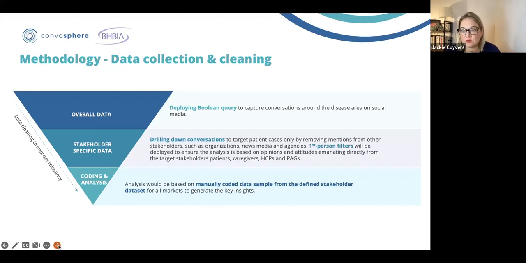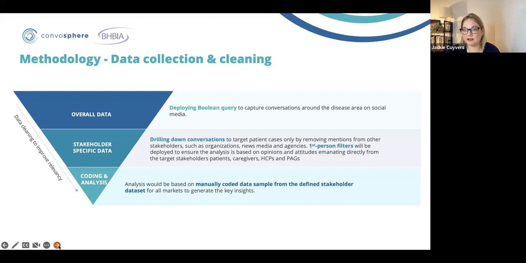And then we start to drill down. The next level is that we drill down looking for first-person conversations. That filters out press releases, news, or conversations that aren't relevant to the patient experience. When we say first person, we're looking at conversations, posts, or comments that include things like my diagnosis, my child's diagnosis or treatment, or my medicine, or my last visit to the doctor. So it's this I, me, my, mine, we that we're looking for, and then the patient-centric conversations.